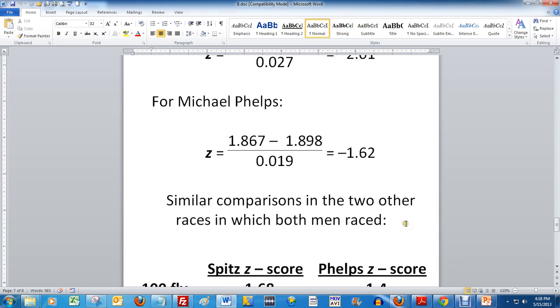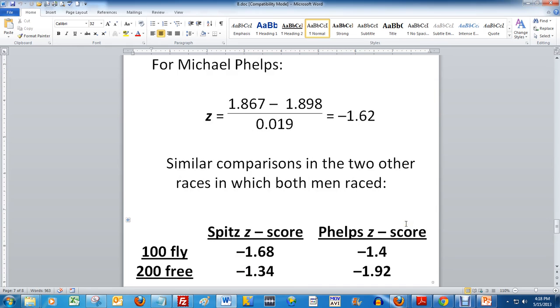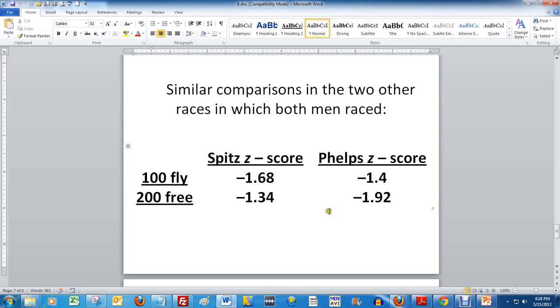I did a similar analysis in the other 2 events they competed in together. In the 100 fly, Spitz's z-score was a negative 1.68, where Phelps's was a negative 1.4. Which means when in the more of a sprint distance, neither of them was as impressive as they were in the slightly longer distance, but they're still both well under average. And I would again give Spitz a higher, if you will, impressive rating because he's further under average than Phelps is.